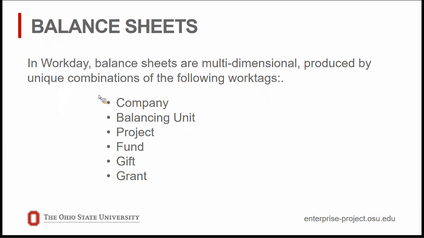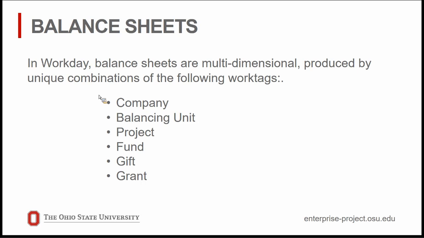So in Workday, what really can give us balance sheets, and where can we really track balance sheet activity? That's company, balancing unit, project, fund, gift, and grant. Workday is truly multi-dimensional, so not only can we pull a balance sheet at each one of these work tags, any value that sits within them, we can also do it at a combination of work tags. So I could pull balancing unit with fund and project and produce a balance sheet, or I could pull a balancing unit by itself.